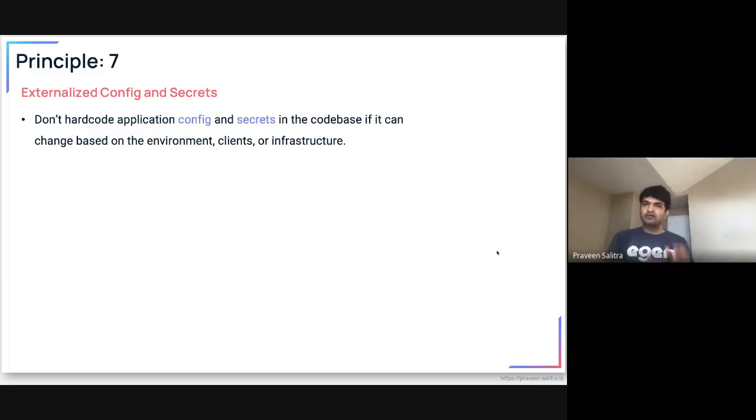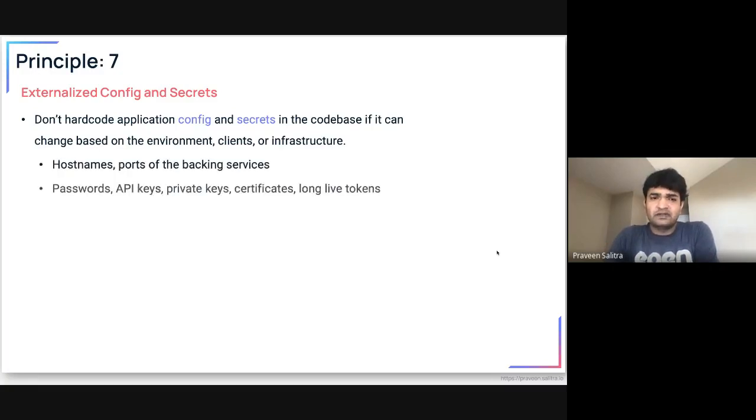In the dev environment, your database URLs are separate. On your local, things are separate. On your staging, things are separate. Same thing goes in production as well. You don't want to hard code those things anywhere. And the better thing is to keep them outside.